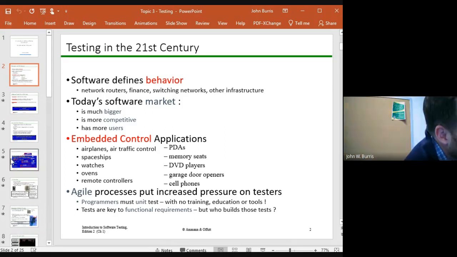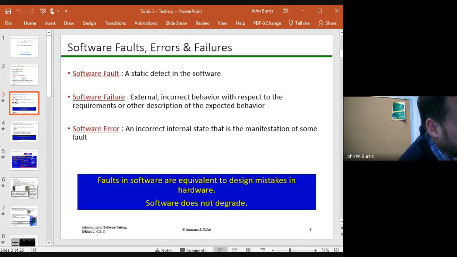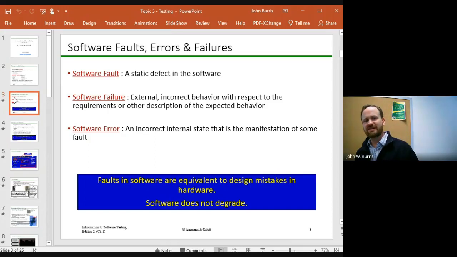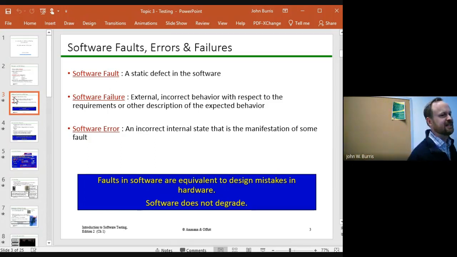So let's take a step back, and let's have 3 vocabulary words that I will never, ever ask you again, okay? But they are fairly important for a description of it. There are 3 things: fault, failures, and errors. A software fault is a static defect in the software.